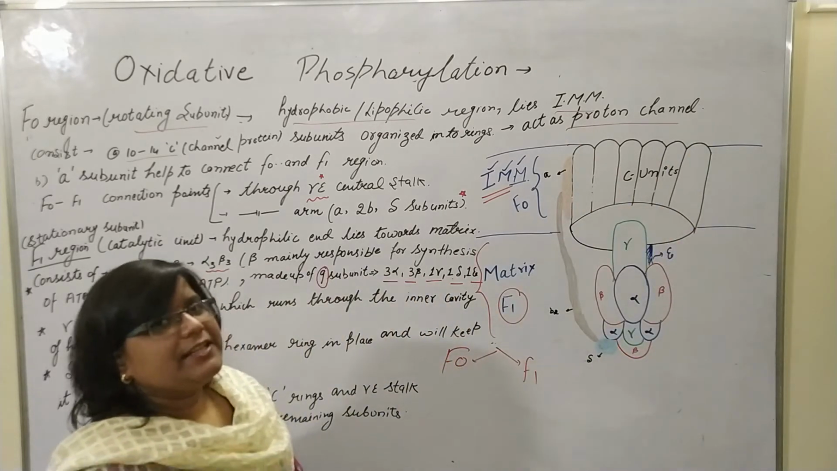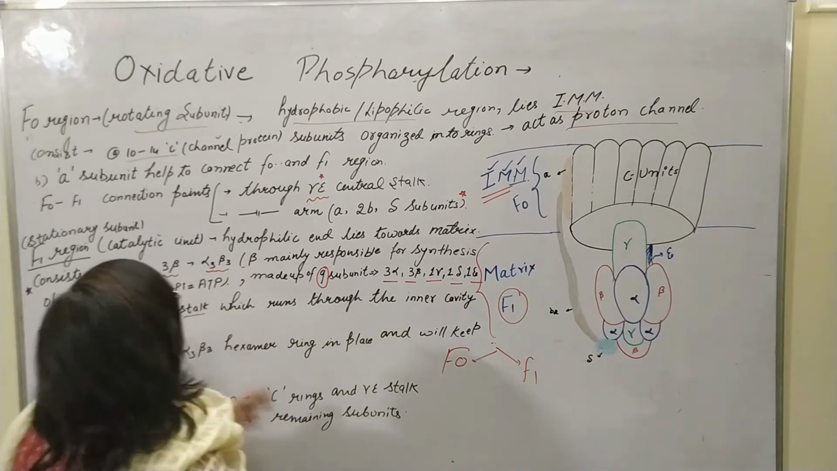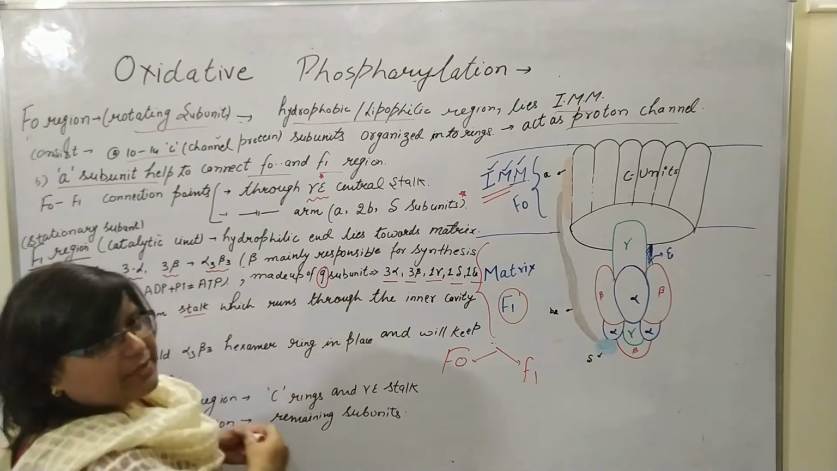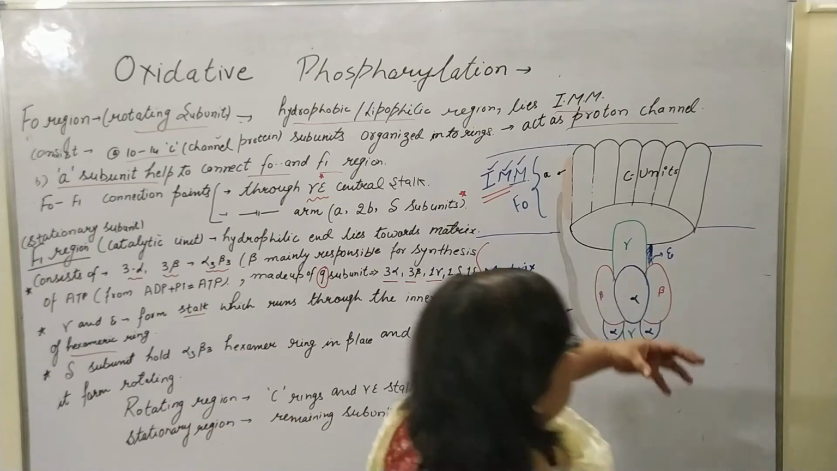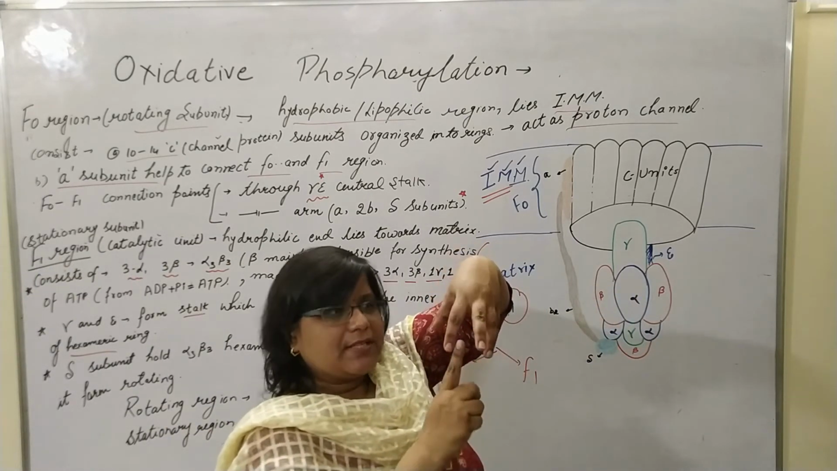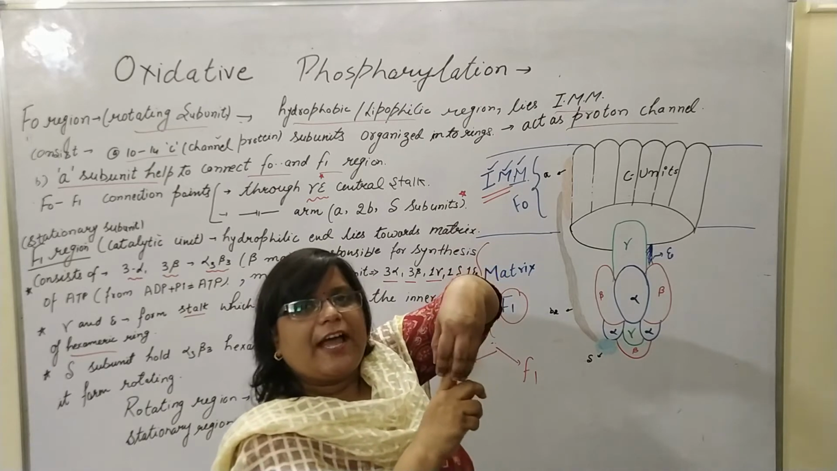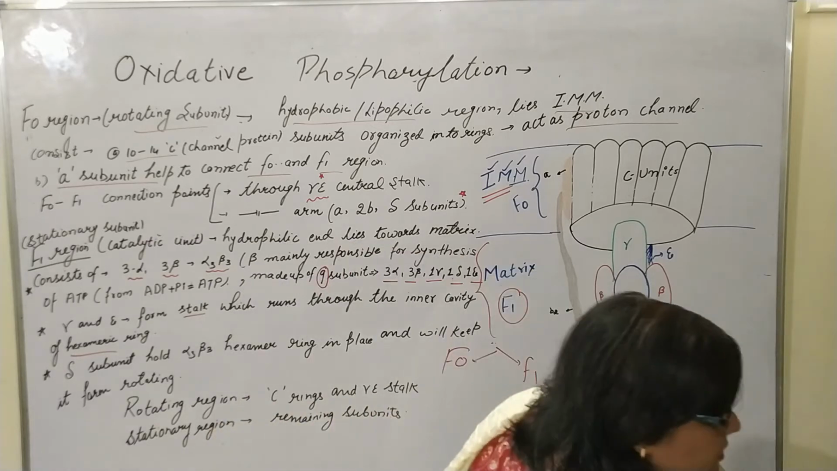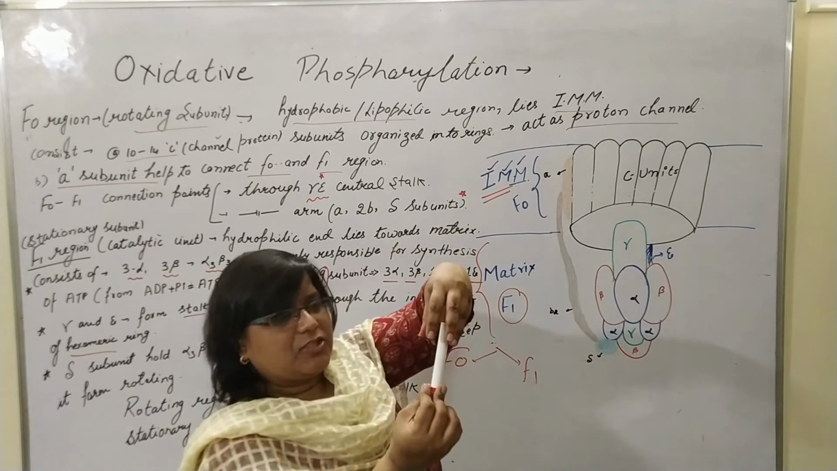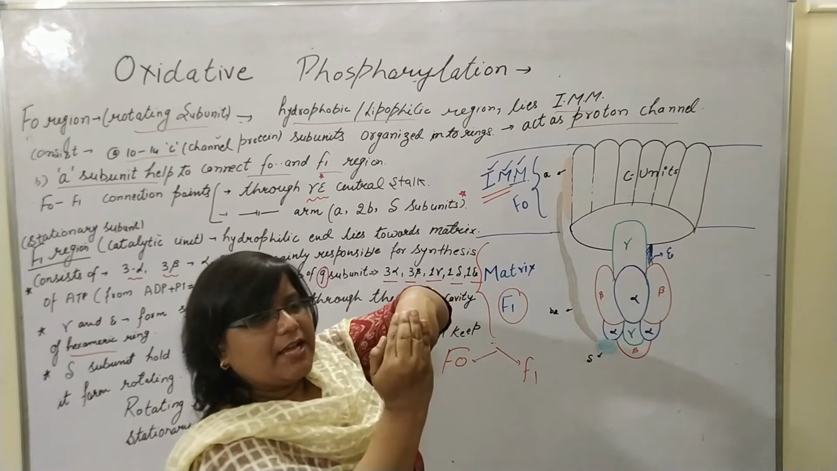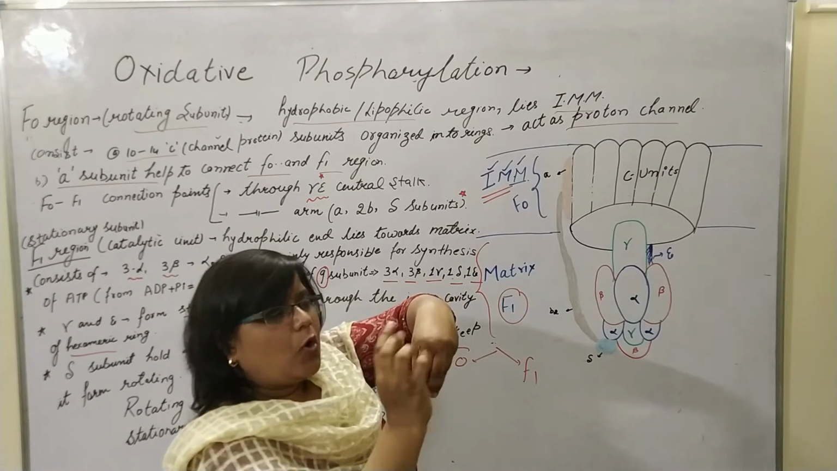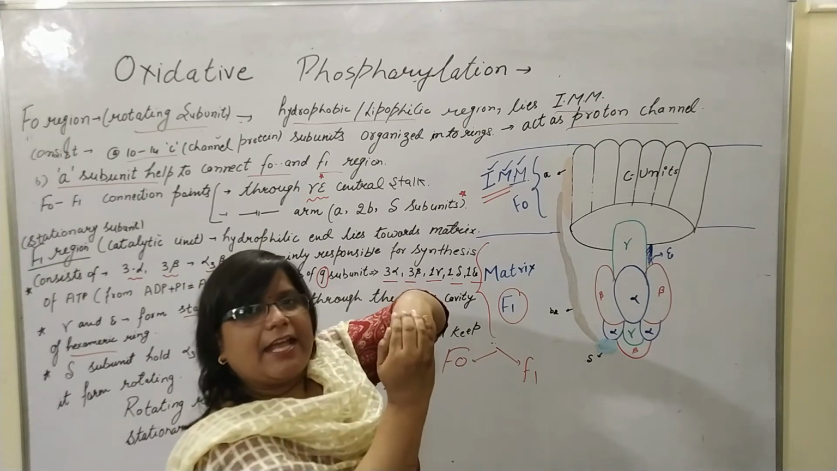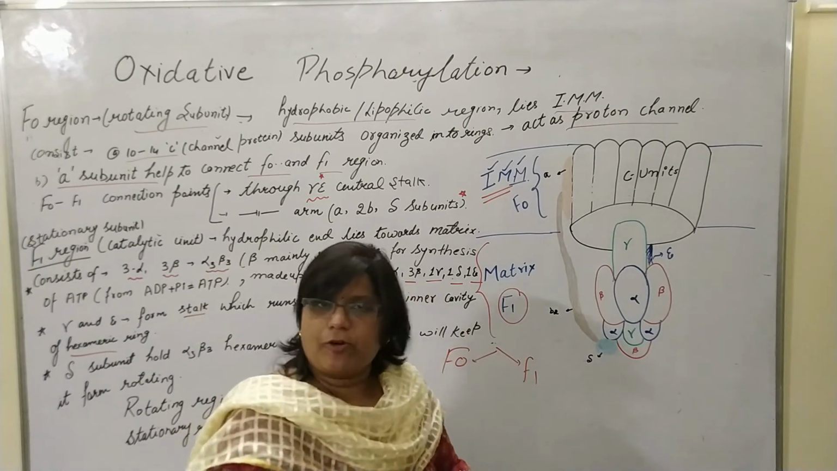In the F0 region, there is also one A subunit, which helps to connect the F0 region and the F1 region. The C subunits connect with the F1 region through a stalk. So the C subunits, the C proteins or channel proteins, and the A subunit combined form the F0 unit.